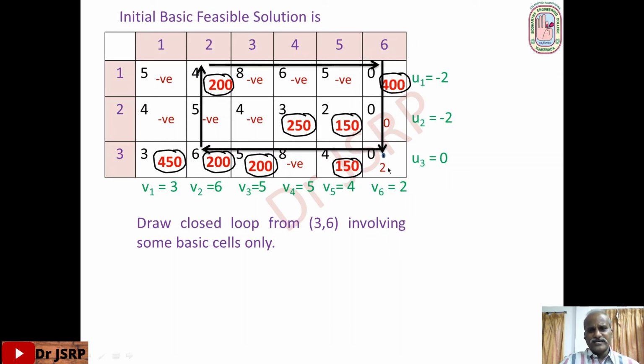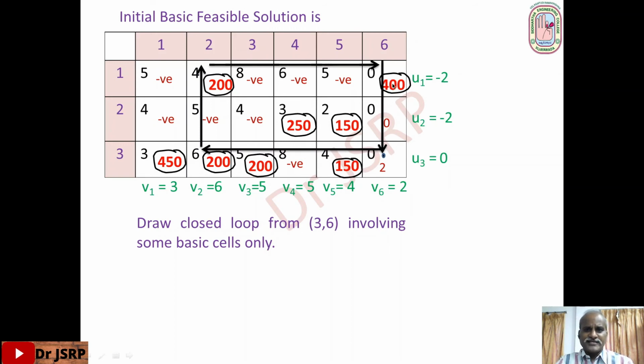So loop means any two adjacent cells lie in the same row or in the same column, and three or more adjacent cells do not lie in the same row or in the same column. And the starting cell is the same as the final cell. So this is the closed loop.